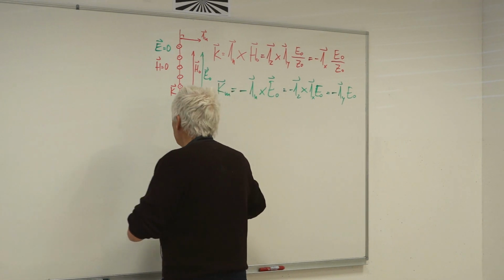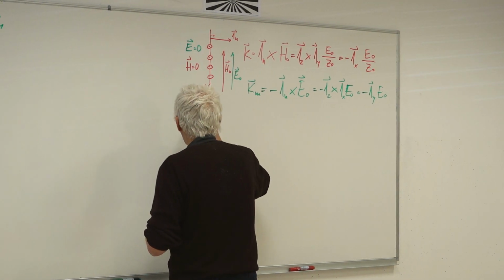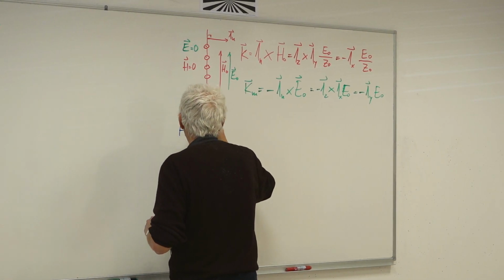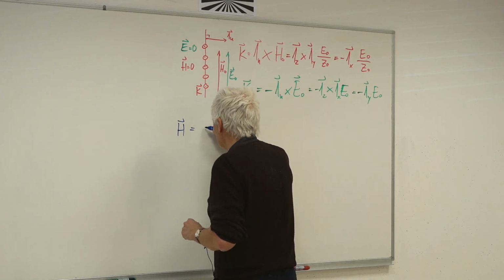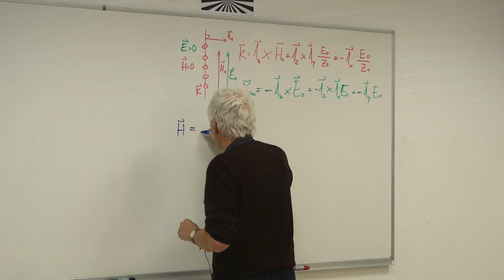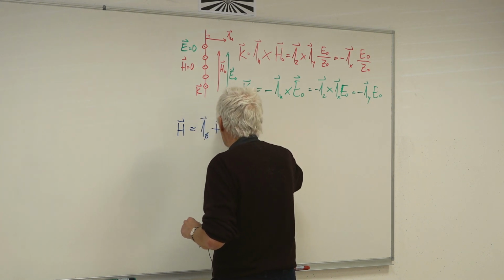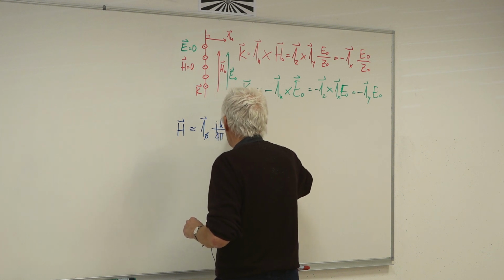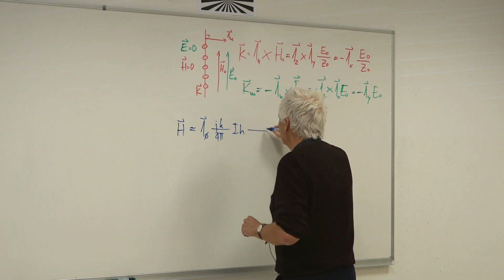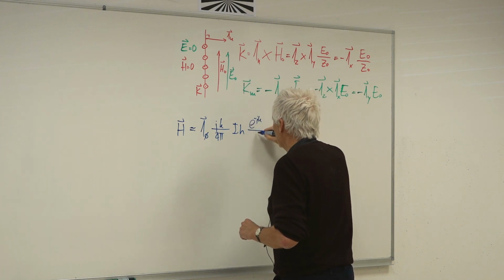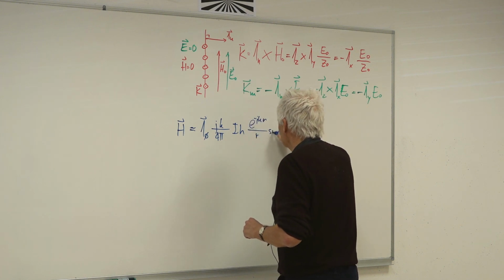We know that the magnetic field generated by an electric current, only radiation, I look at, is 1 phi here, is jk over 4 pi, I times h, e to the minus jkr over r sine theta.